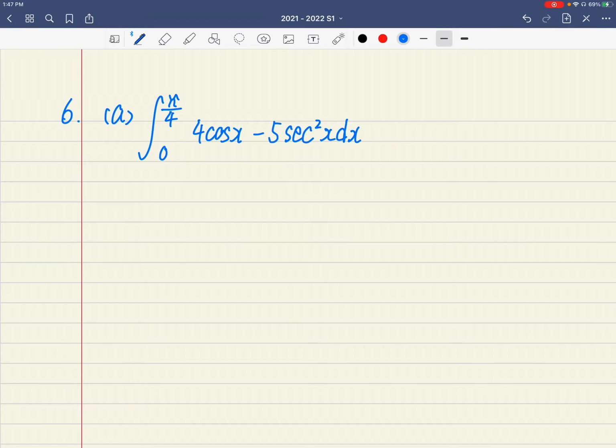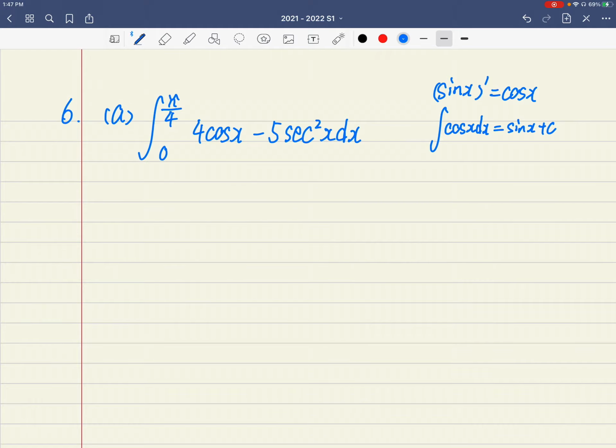It's anti-differentiation. Instead of differentiating cosine x, you ask yourself, what function's derivative is cosine x? We know sine x's derivative is cosine x, so if you integrate cosine x, you will get sine x. Of course, you have a plus constant.